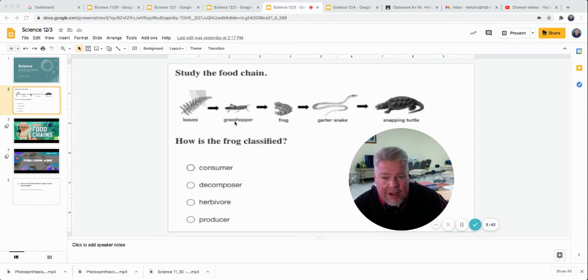So he's not an herbivore because herbivores only eat plants. He's not a producer because producers can only be plants. He's not decomposing something that's dead. He's a consumer. A consumer means something that eats something else. He's actually a consumer that's a carnivore because he's eating another animal. So in this question, the answer is consumer. To consume something means to eat something.